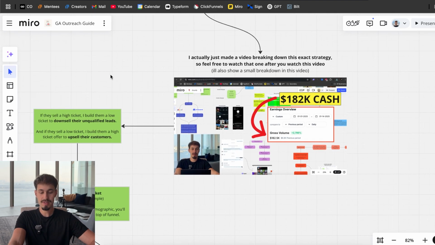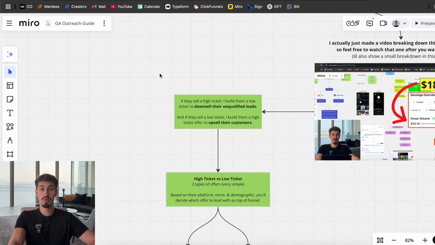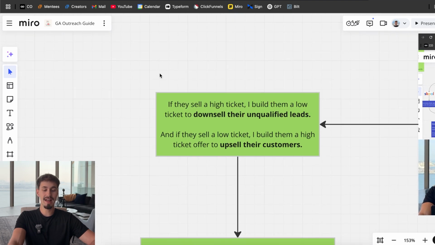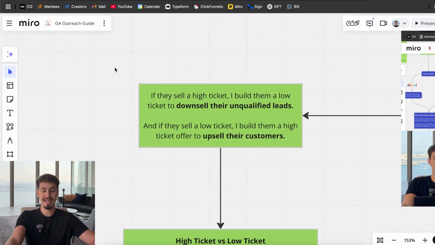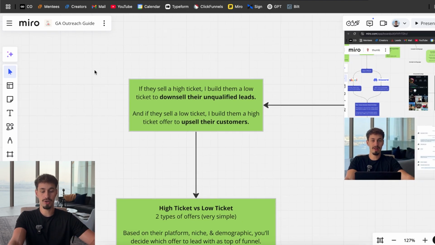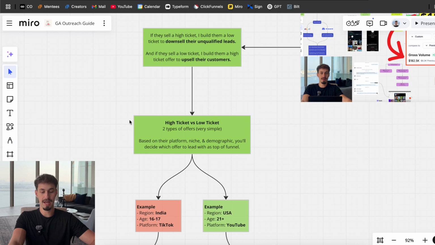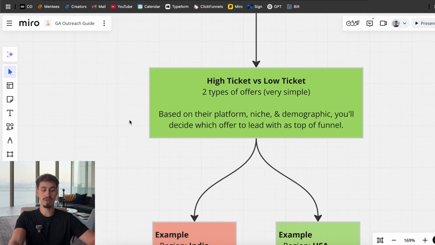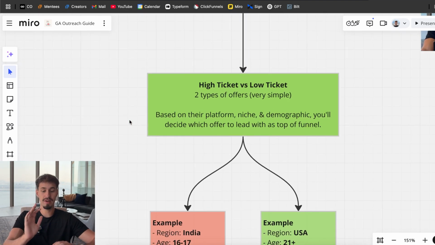But anyhow, this is the point I'm getting at. Here's where you want to pitch these people. If they sell a high ticket, I build them a low ticket to downsell their unqualified leads, and vice versa. If they sell a low ticket, I build them a high ticket offer to upsell their current customers. It's that simple, okay? Here it is. High ticket versus low ticket. There are two types of offers. This is very, very simple.